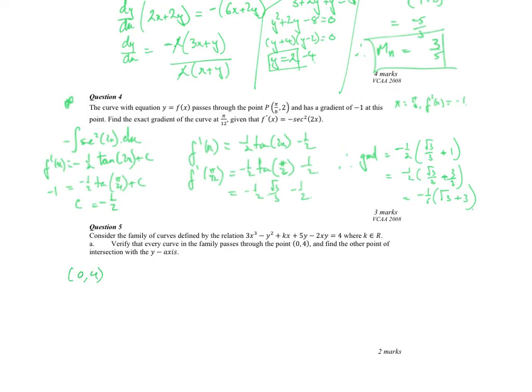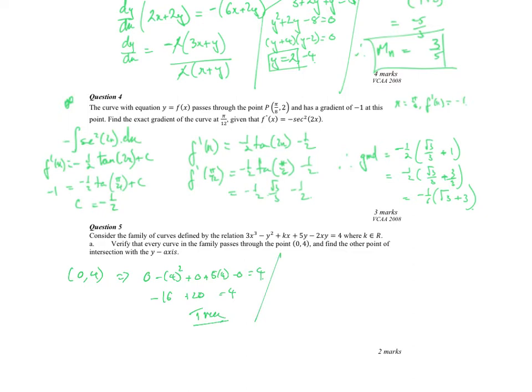So x is 0, y is 4. We get 0 minus 4 squared plus 0 plus 5 times 4 minus 0 equal to 4. So we get negative 16 plus 20 equals 4, which is true. So that's fine. And find the other point of intersection with the y-axis.